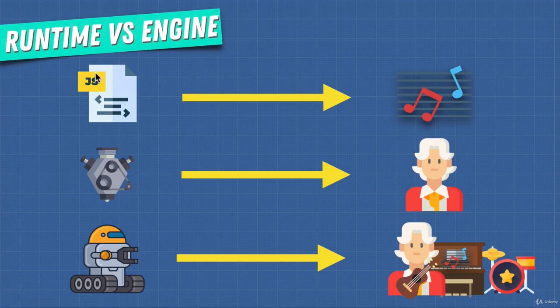You see, a JavaScript file is kind of like musical notes, ways for us to write music, write programs. The JavaScript engine is kind of like the musician or the composer. That person is the one that can read this music and understand it and make sense of it.